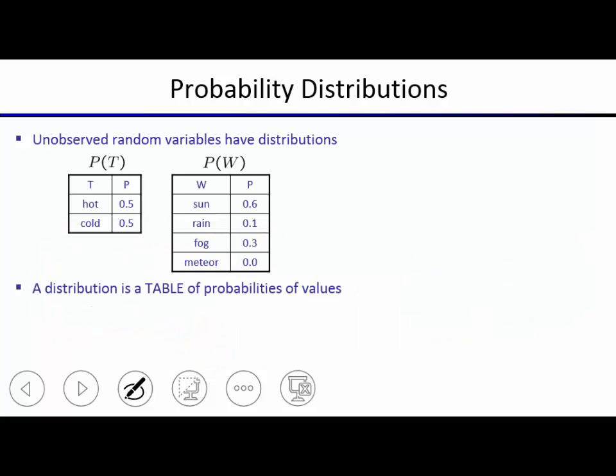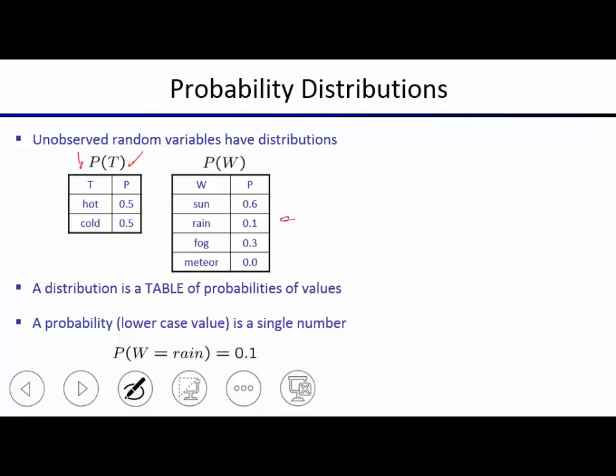Okay, so distribution is essentially a table, right? The first column indexes into the values in the domain. The second column gives associated probabilities. If we look at things we can read off, the probability of W equals rain equals 0.1.